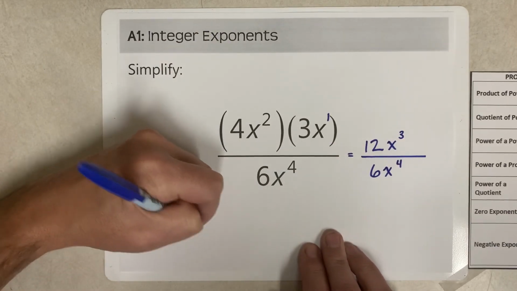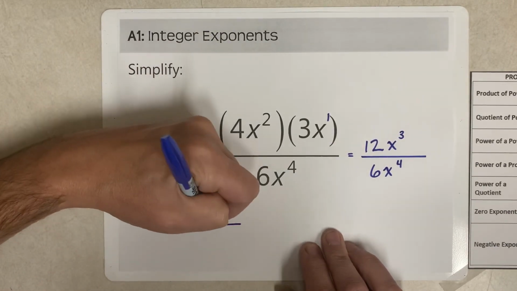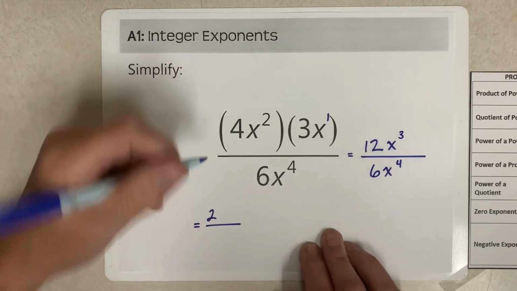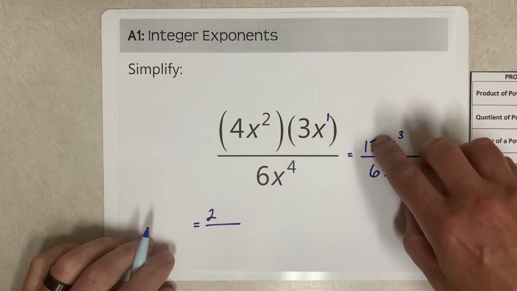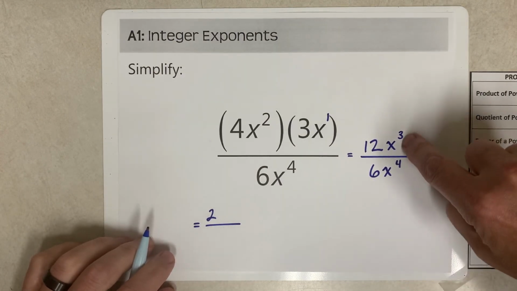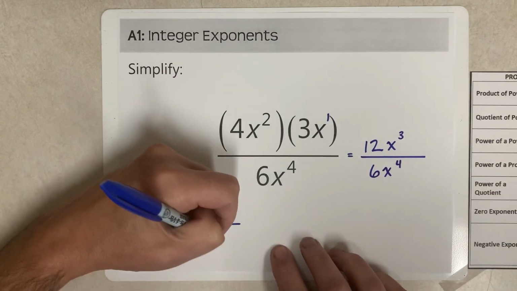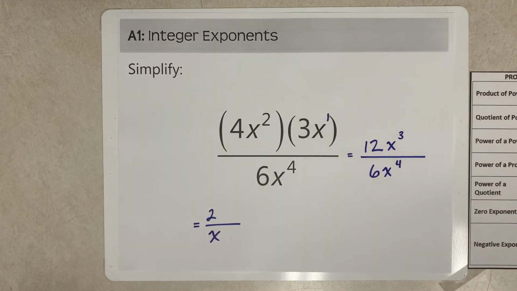Okay, now I'm going to be able to write my final answer. 12 divided by 6 is 2, and that 2 is going to be up here because the 12 is bigger than the 6 and it's up top. 3 x's in the numerator are going to cancel with 3 of them down here and leave 1 single x down below. And my final answer is 2 divided by x.